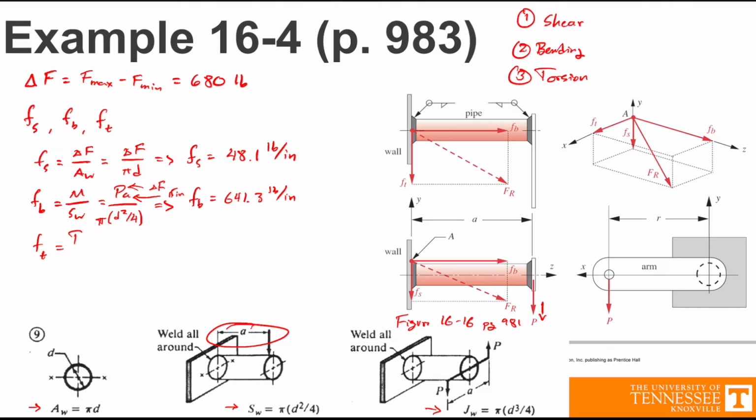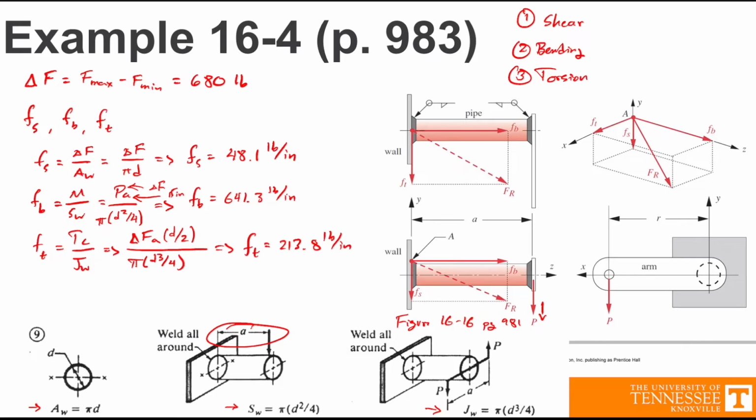And finally for torsion, we've got this TC over JW. And so T is defined as the delta F times A, which is the distance off of center from where the force is applied to the center of the pipe. And then C is actually the diameter over 2. And JW you can see down here is pi d to the third over 4. And when we plug in the numbers, that becomes 213.8 pounds per inch.